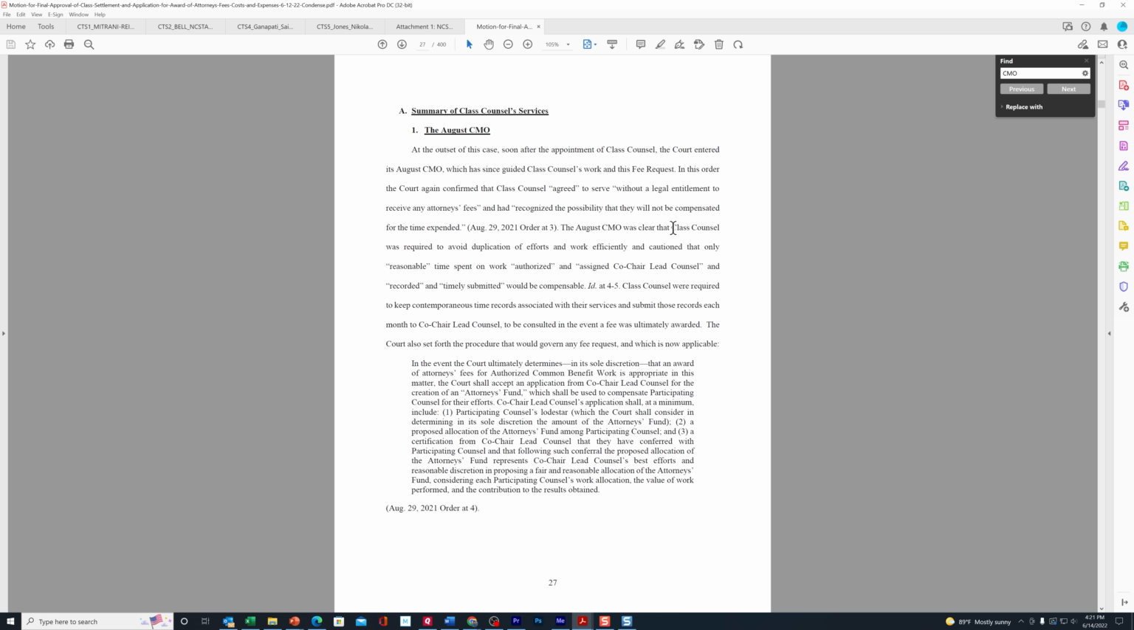Part of this deal was that the judge wanted the class counsel right here to avoid duplication of efforts and work efficiently, and cautioned that only reasonable time spent on work authorized and assigned by the co-chairs and lead counsel would count. That way everything has to be handled through them, and you don't have a whole bunch of lawyers running around just adding up hours for no reason.